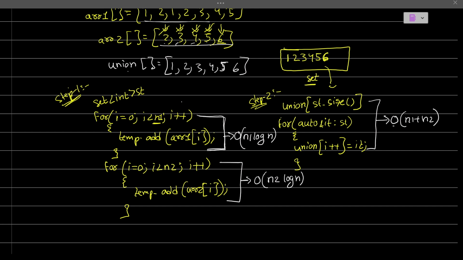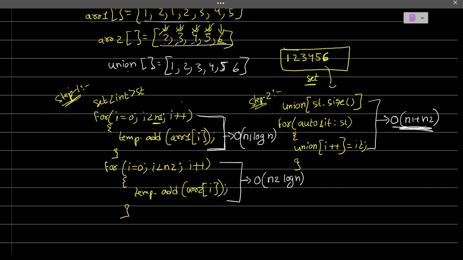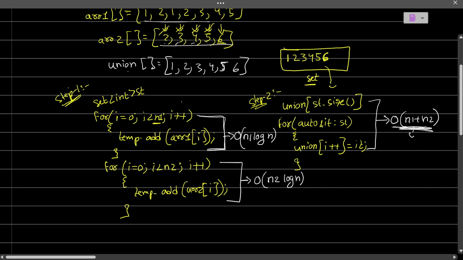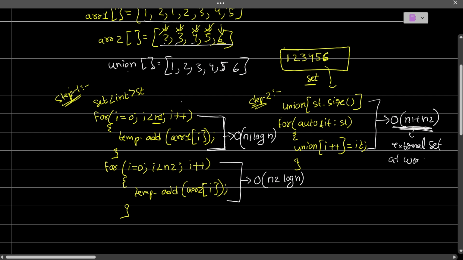Why are we saying the time complexity is big O of n1 plus n2? Because we're using an external set. So in the worst case it's going to take a time complexity of big O of n1 plus n2. For that, we say the time complexity is big O of n1 plus n2.